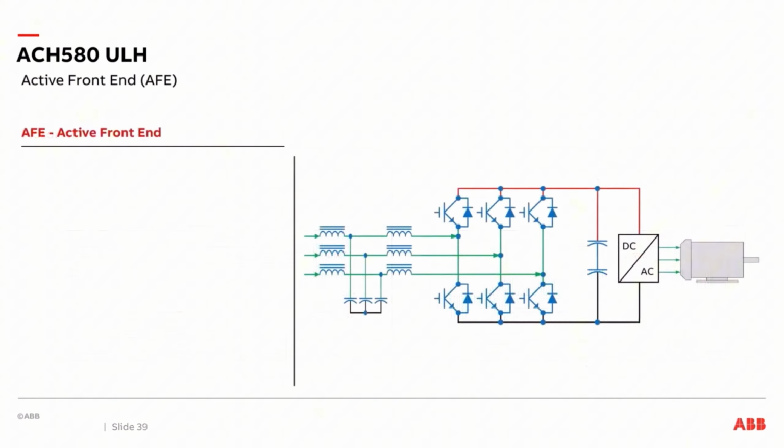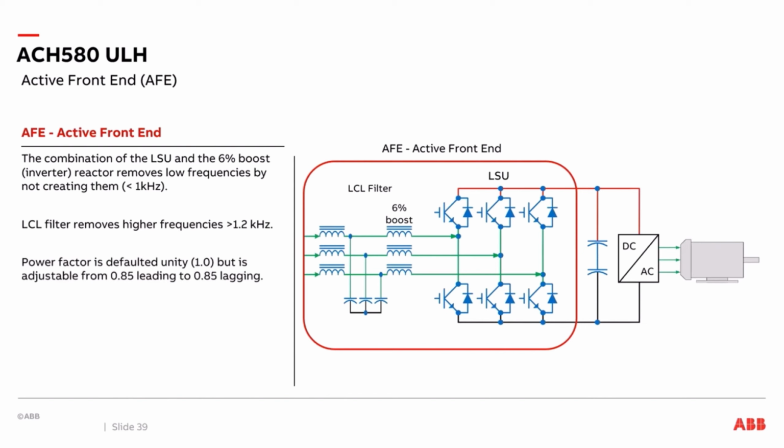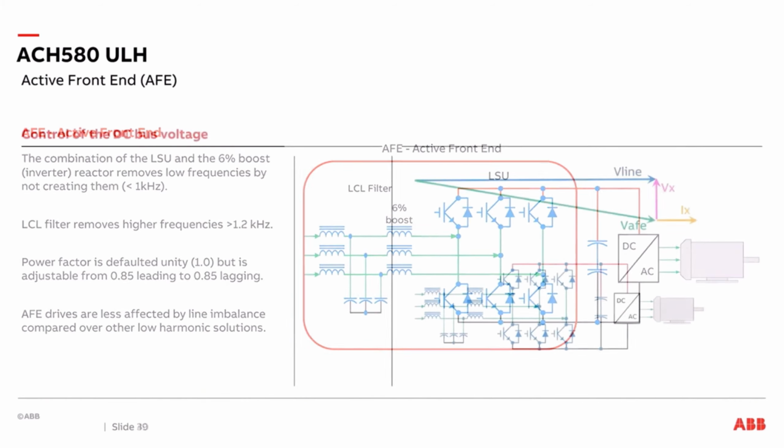Looking at the AFE, active front end, the combination of the line supply unit and the 6% boost inverter reactor removes low frequencies by not creating them. These are frequencies less than 1 kHz. The LCL filter removes higher frequencies greater than 1.2 kHz. Power factor is defaulted at unity, but it is adjustable from 0.85 leading to 0.85 lagging. The active front end drives are less affected by line imbalances compared to other low harmonic solutions.